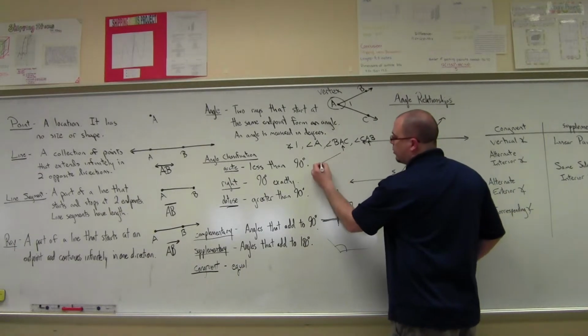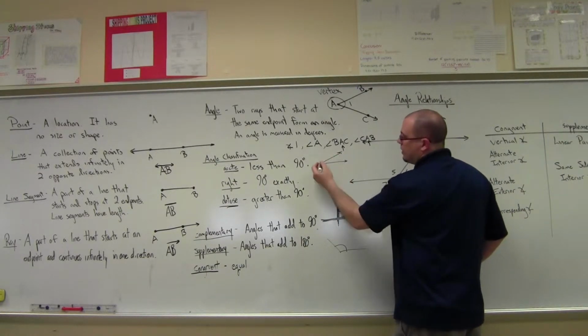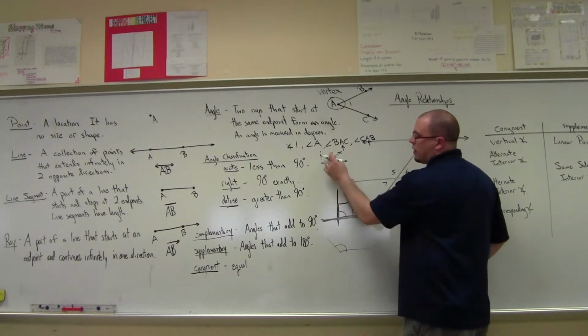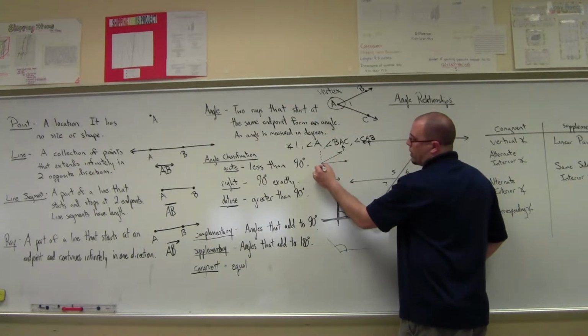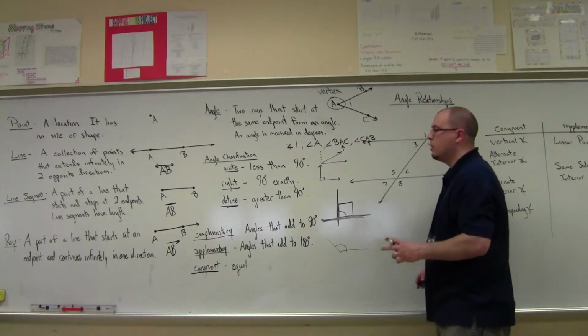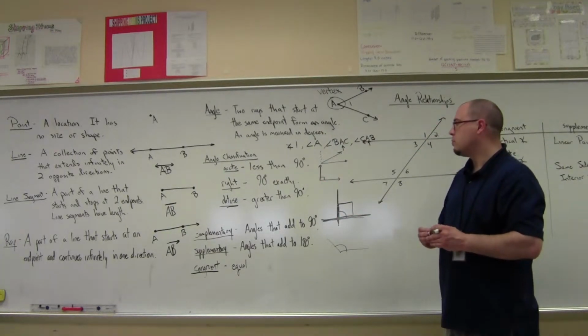So an example of an acute angle is like this. It's less than 90 degrees. You can imagine 90 degrees was right there. It's smaller than that. A right angle is exactly 90 degrees. The way you can tell is you'll see this little box. That'll let you know it's exactly 90.